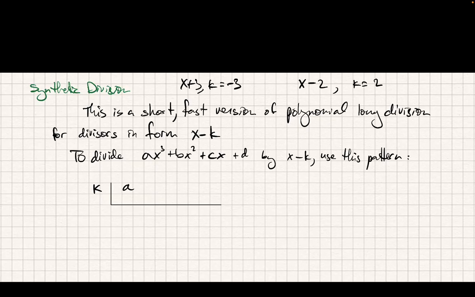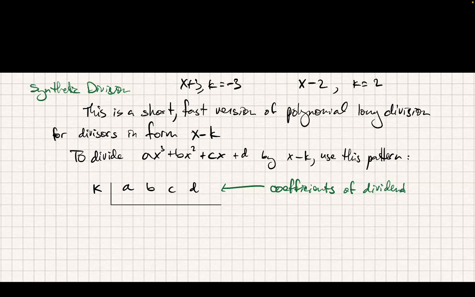So I'm going to write A here, B here, C here, and D here. And what are these things? The coefficients. Where do I get the A, B, C, and D? They are the coefficients of my polynomial function, the dividend. This is the coefficients of the dividend.